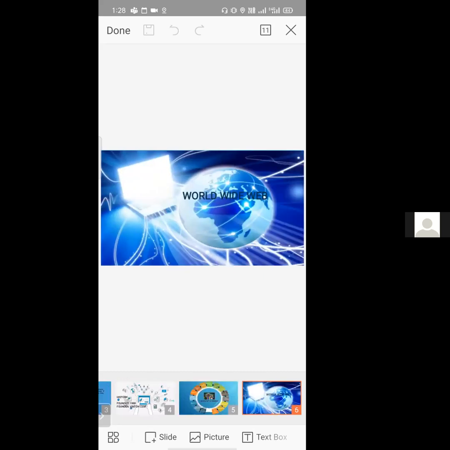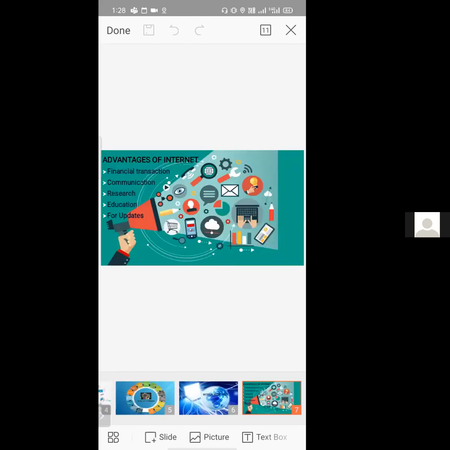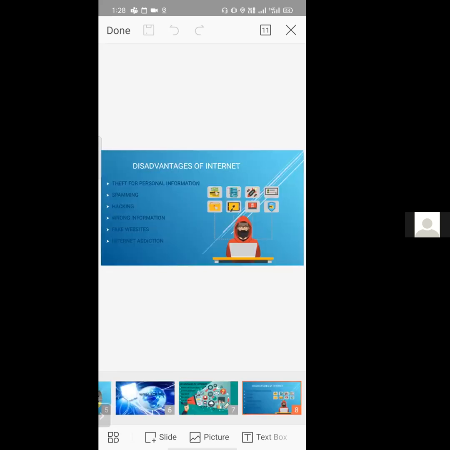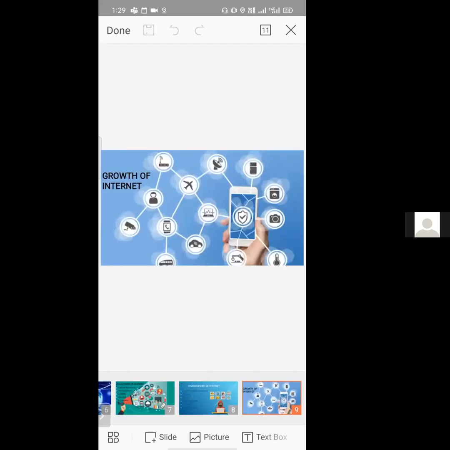Uses of the internet: advertising, file transfer, e-commerce, entertainment, social networking, job search, electronic mail, research, etc. World Wide Web. The World Wide Web, commonly known as the web, is an information system where documents and other web resources are identified by locators, which may be interlinked by hypertext and are accessible over the internet. Advantages of the internet: financial transactions, communication, research, education, updates, etc. Disadvantages of the internet: theft of personal information, spamming, hacking, wrong information, fake websites, internet addiction. Growth of the internet. Example of the arena of the internet in future networks.